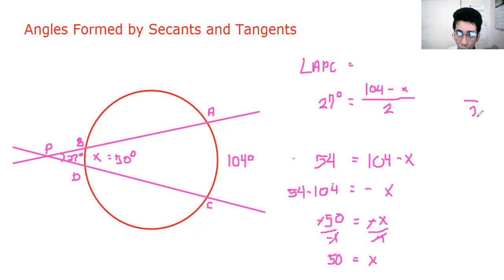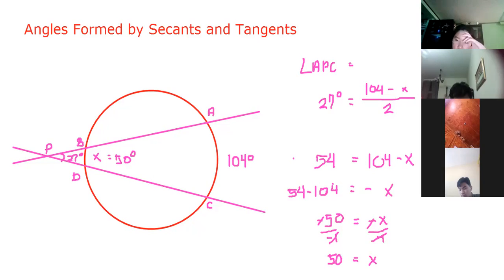And diba, over 2, ang reciprocal niya is 2 over 1. Diba? 2 over 1. So, itatimes natin yun in the both side ng equation natin. Kaya, kalalabasan, ganyan din. 54 is equals to 104 minus x. So, mas madali na yung multiply na lang natin yung 27 times.